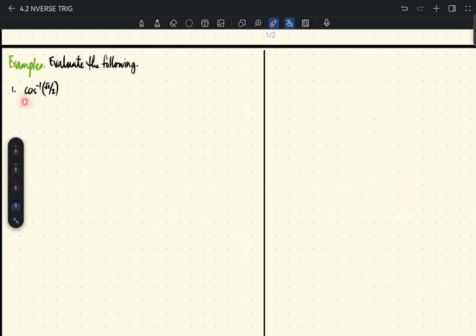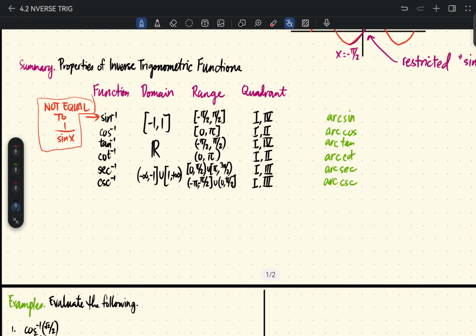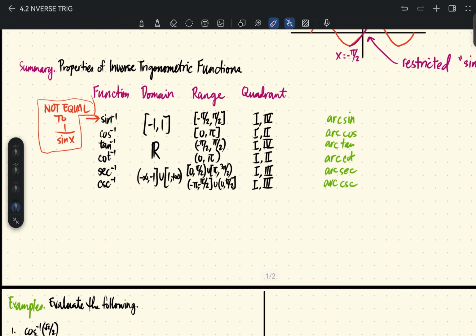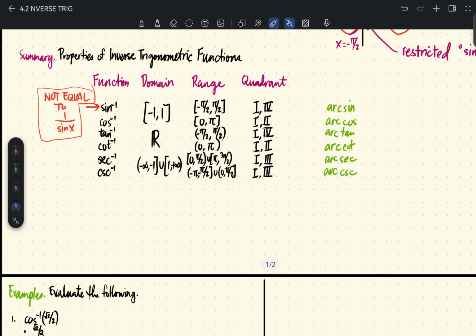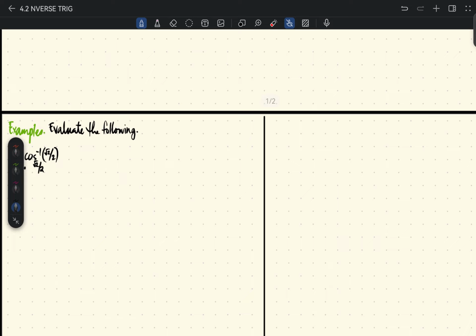First and foremost, let's check if square root of 2 over 2 is inside the domain of cosine inverse. Take note, the domain of cosine inverse is negative 1 to 1. And square root of 2 over 2 is just the same as square root of 2 over square root of 4, which is square root of 2 over 4. And clearly, this one is less than 1. So you have square root of 2 over 2 here, which is definitely inside the domain of cosine inverse.